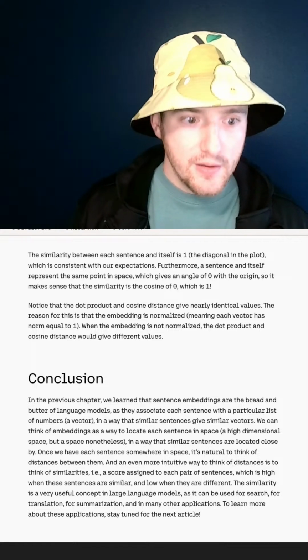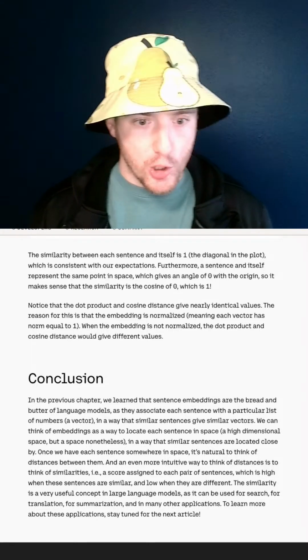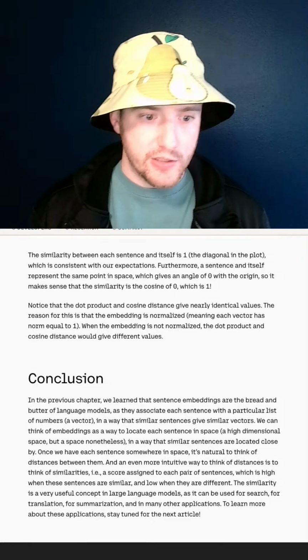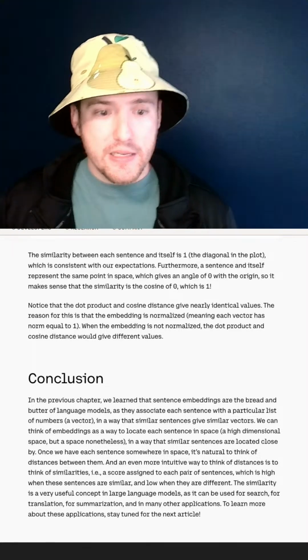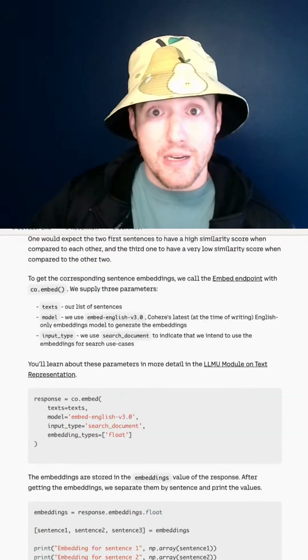The similarity is a very useful concept in large language models, as it can be used for search, for translation, for summarization, and in many other applications. To learn more about these applications, stay tuned for our next stream.